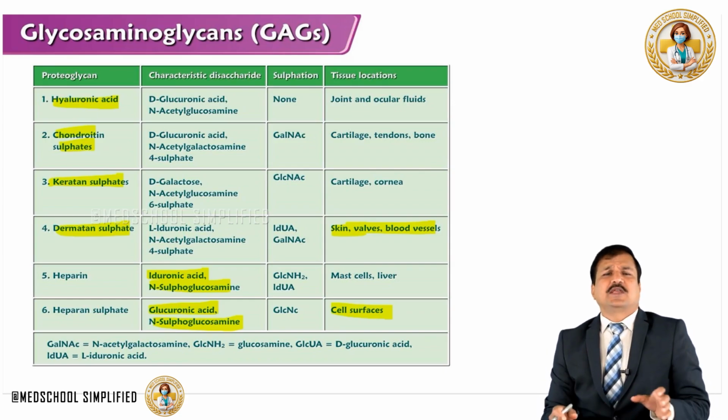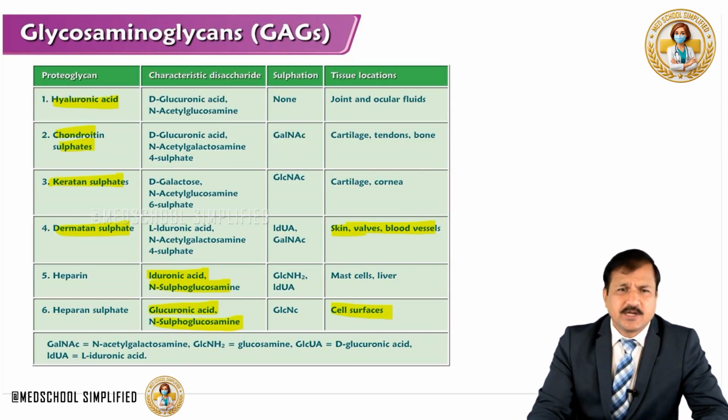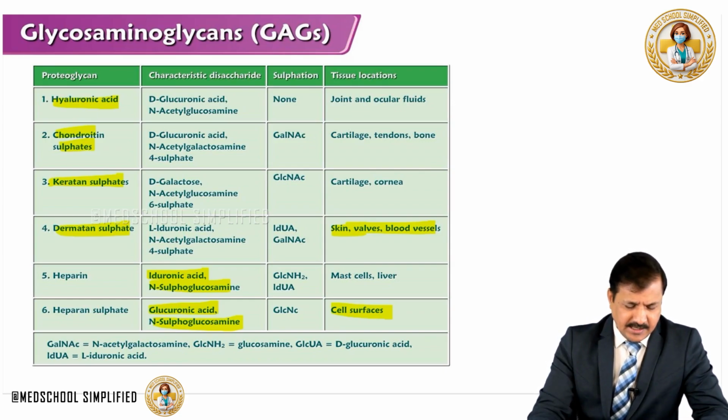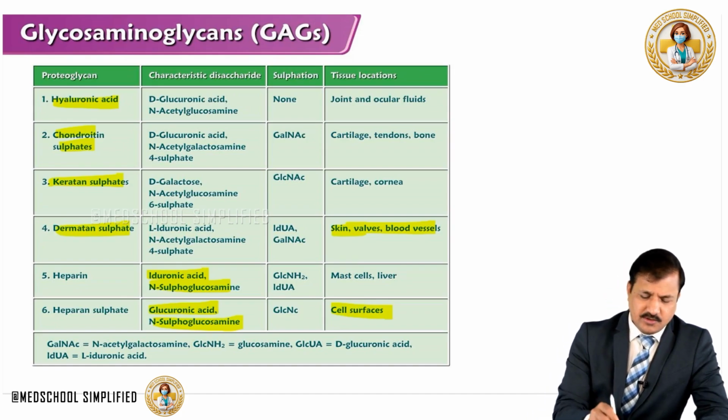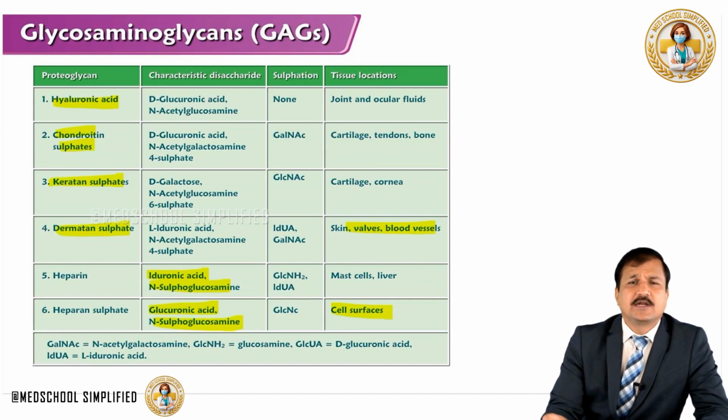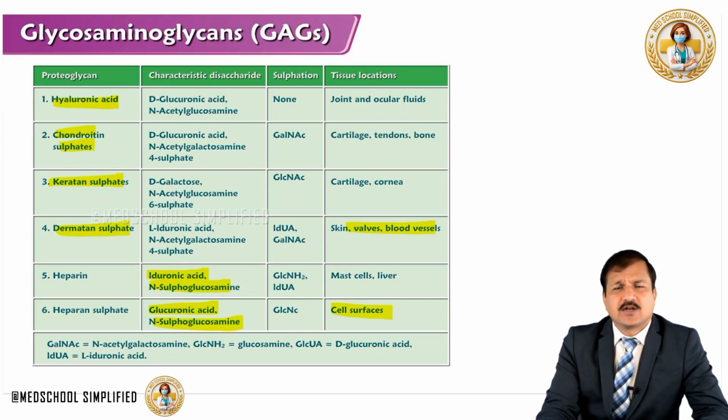Now these are some of the examples of glycosaminoglycans with their disaccharide combinations, that is amino sugar and acidic sugar, with certain exceptions. So make sure you remember the disaccharide composition of glycosaminoglycans. So one more time, hyaluronic acid is glucuronic acid and N-acetyl glucosamine. Chondroitin sulfates are glucuronic acid and N-acetyl galactosamine with sulfation.